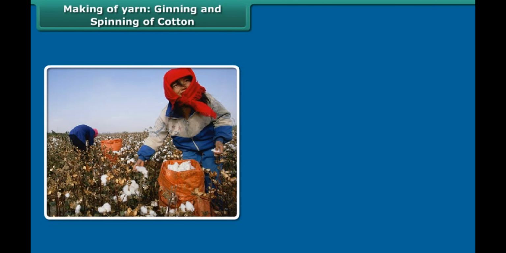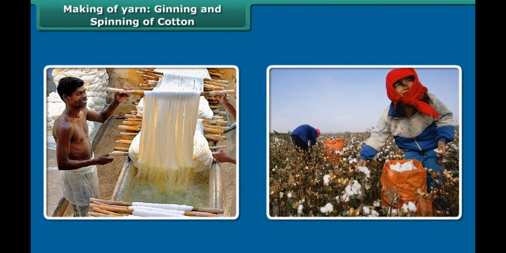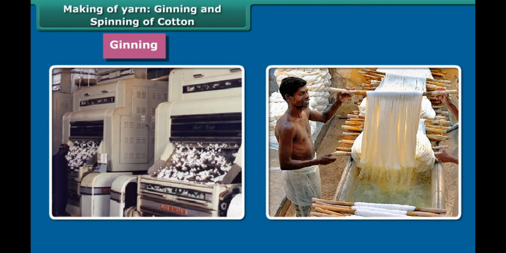Making of yarn, ginning and spinning of cotton. Students, to make fiber, cotton is picked by hand from cotton bolls and then the fiber from the seeds is separated by combing. This is called ginning. Ginning can be done by machines too.